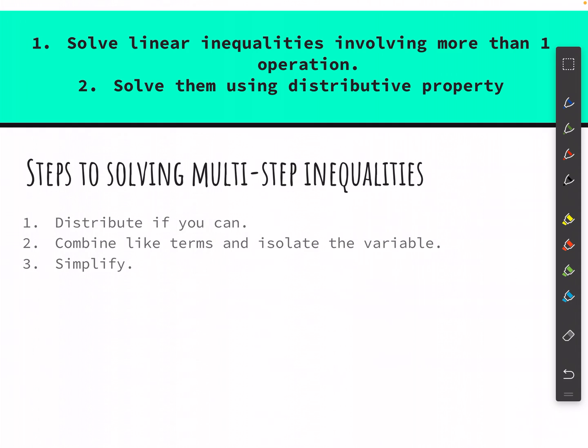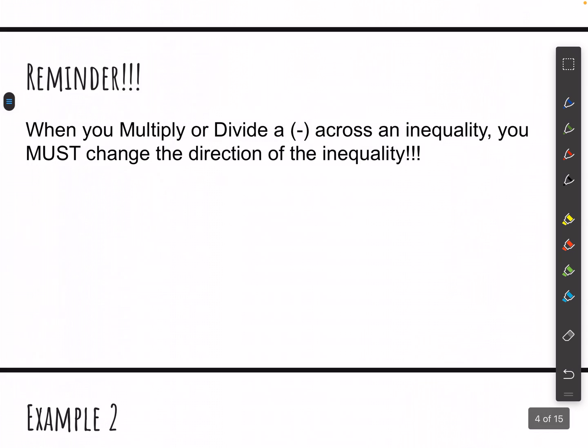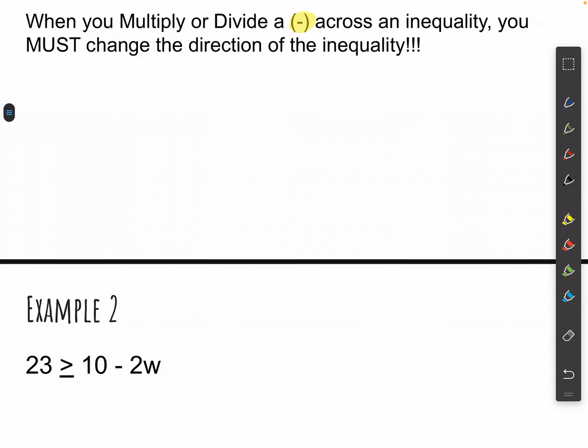So some steps to solving these. Some things to think about when you're going into this is to distribute first if you can. Then we're going to combine like terms and isolate the variable like we've always done. And then we're going to simplify. All right, a little reminder before we go: when you multiply or divide by a negative across an inequality, you must change the direction of the inequality. Don't forget that from the last lesson.